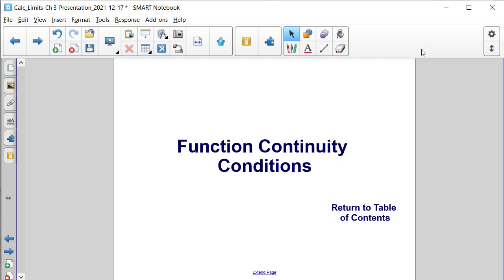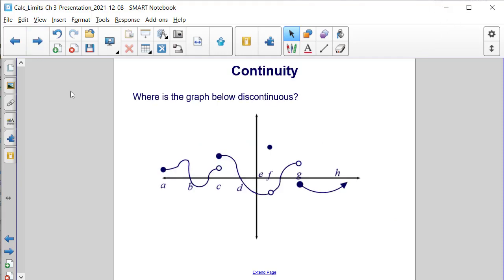Function continuity conditions. Where is the graph below discontinuous? Take a moment to pause this video and think about it, and when you're done, unpause it. There are actually three locations where this graph is discontinuous.